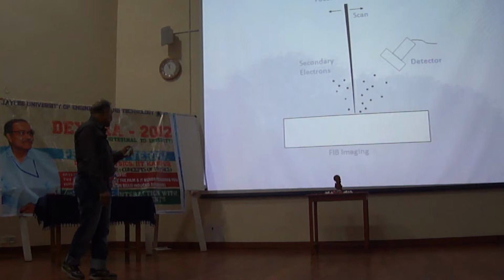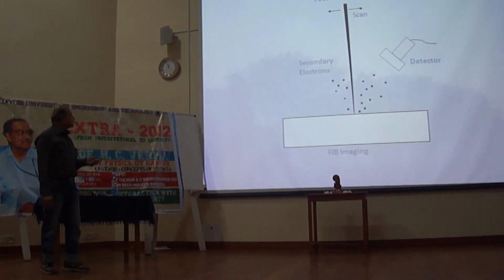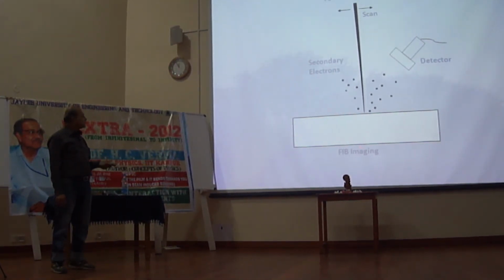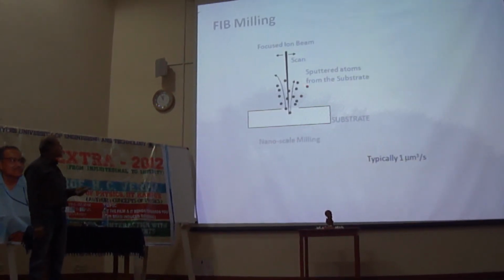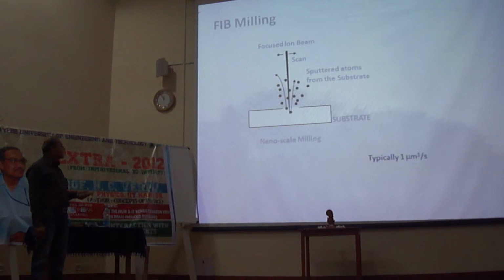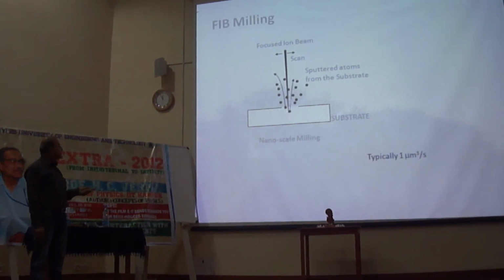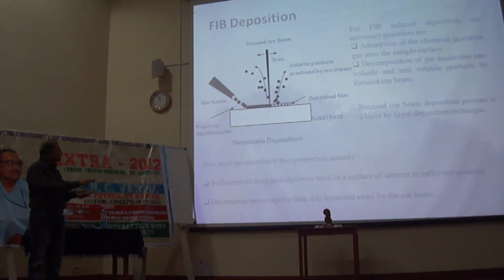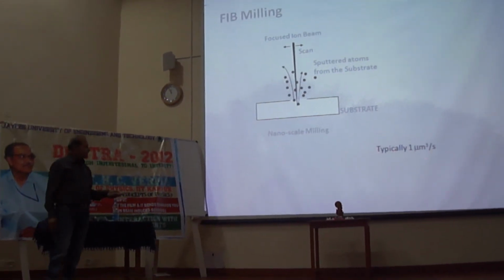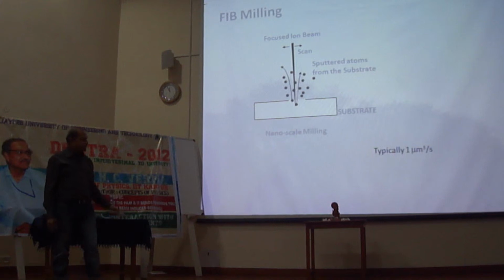So this is that other one, for imaging, in fact. Yeah, go ahead. This is sputtering. This is milling, nanoscale milling. So the beam is coming and taking out the material. So sputtering. Yeah, back.